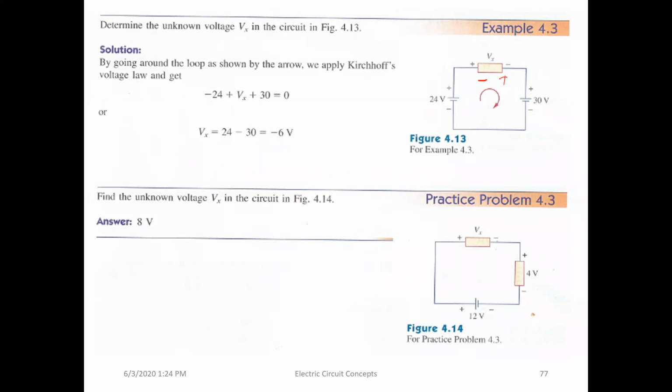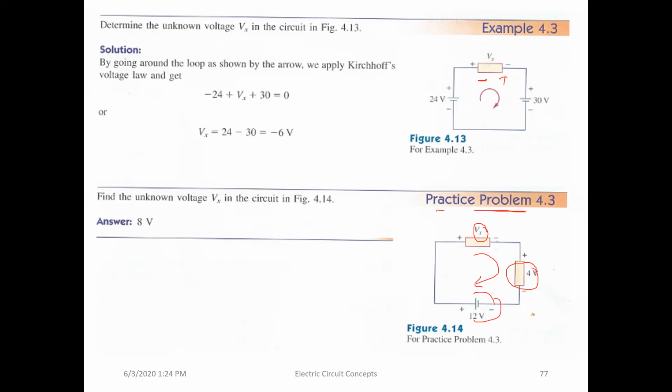Okay, let's apply the same information that we had on the practice problem. We need to find Vx, same thing. We are given another element, 4 volt, and another power supply, 12 volt. Again, since there is no current direction assumed, I'm going to assume the clockwise direction.